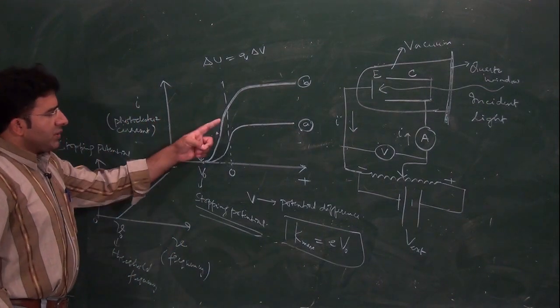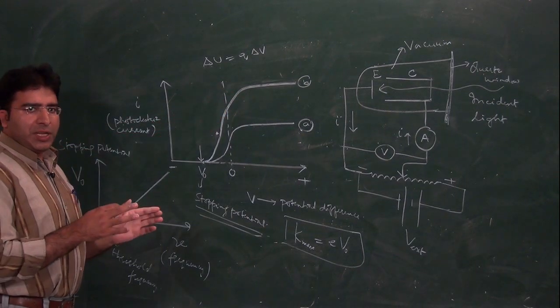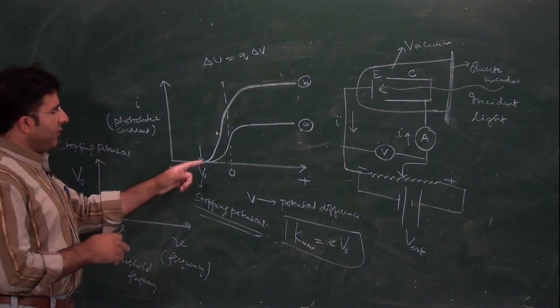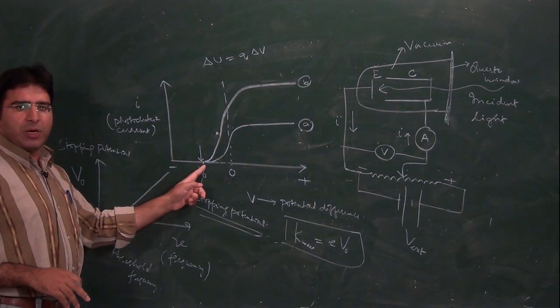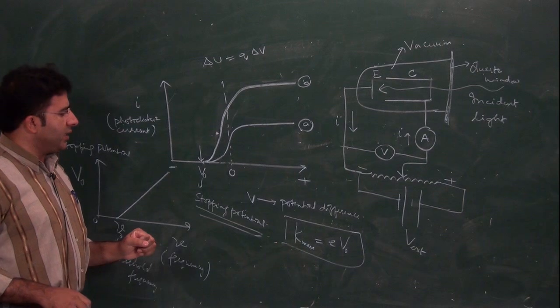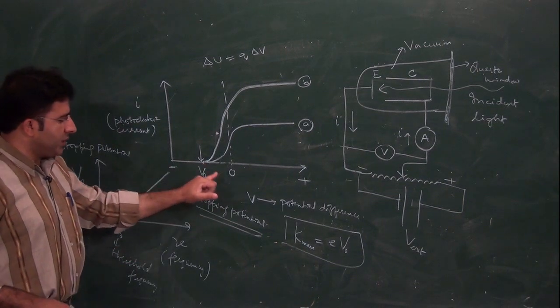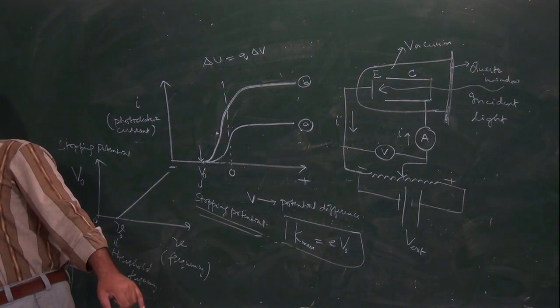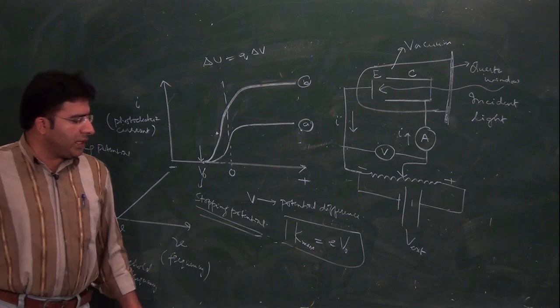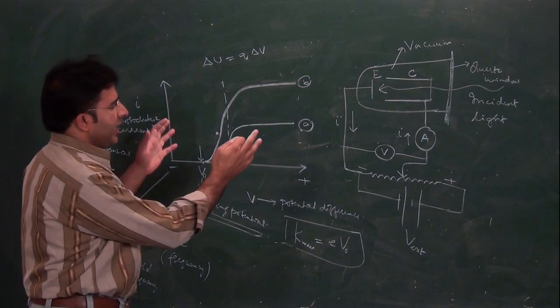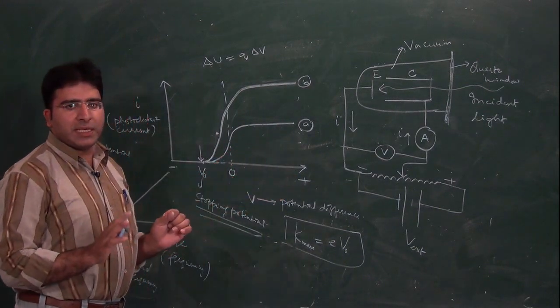And if we change the intensity, keeping frequency constant, changing of intensity will not change stopping potential. It will change the saturation photoelectric current. It will not change stopping potential, hence it will not change K max. So experimental findings can be summarized like this.